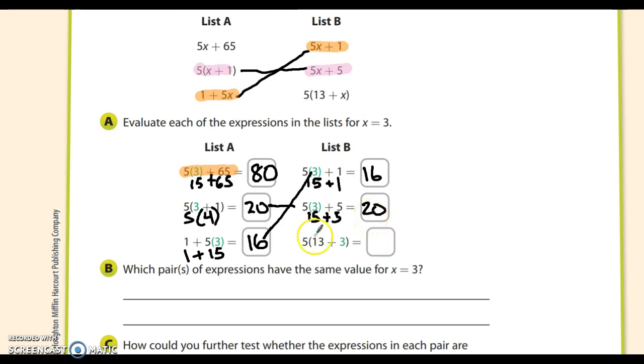Let's find out. I've got 13 plus 3, that's 16. Times 5, 16 times 5 is 80. And so these two are equal to each other.